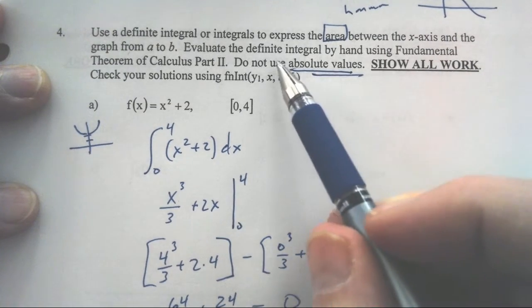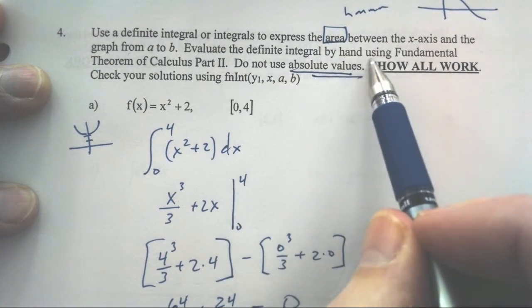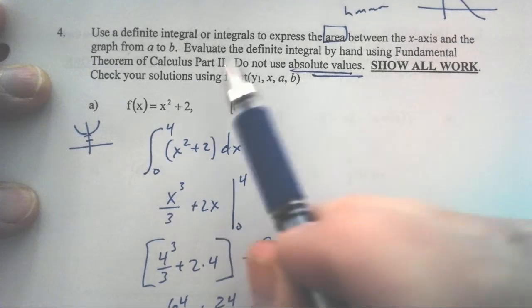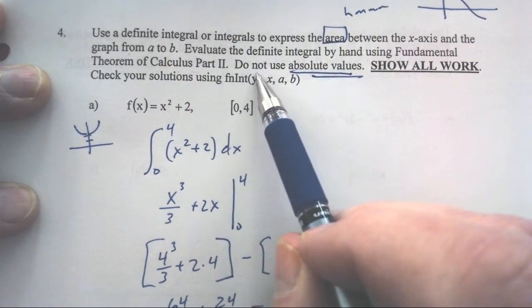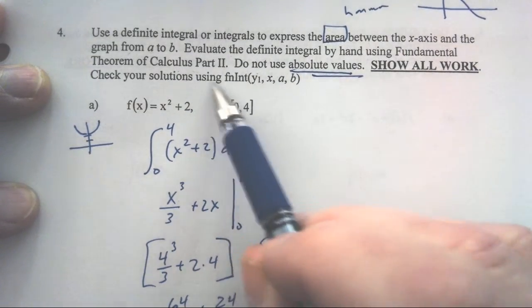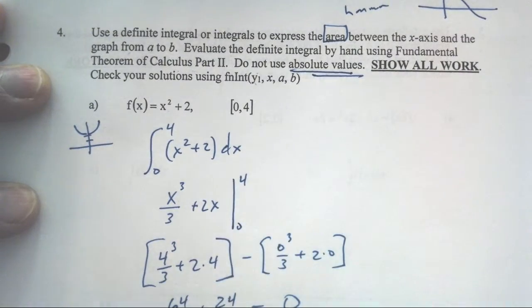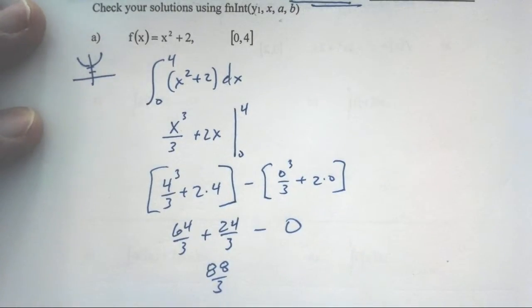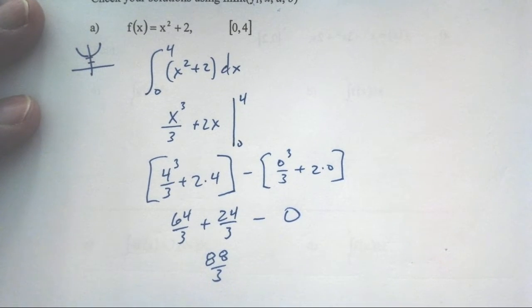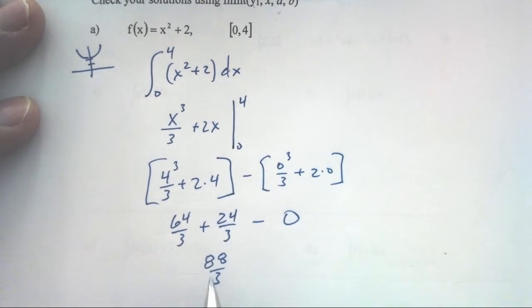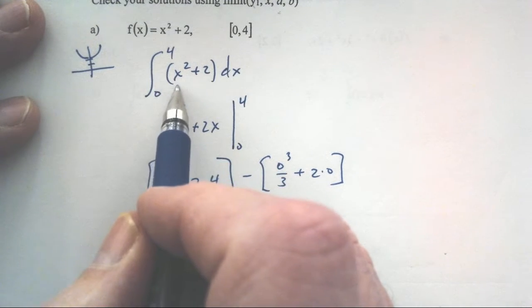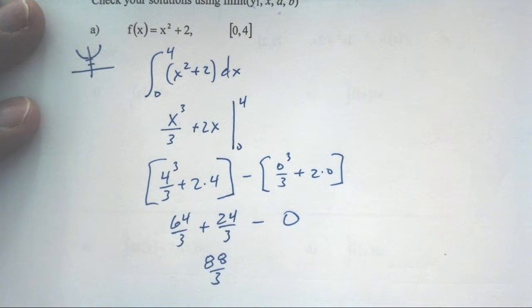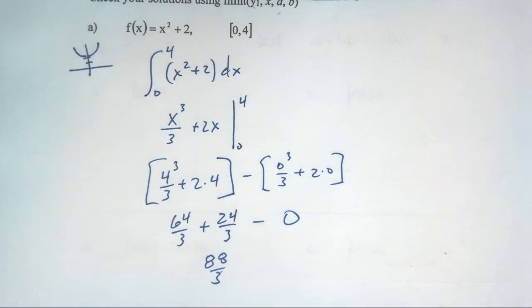All right, let's make sure we've got everything. Evaluate the definite integral by hand using the fundamental theorem of calculus. Do not use absolute values. Show all work. Check your solution using fnInt. I will leave that to the user. I'm sorry, I didn't show all of this. Here's all of our work, but you can go ahead and fnInt this integral and see that you end up with approximately that solution.